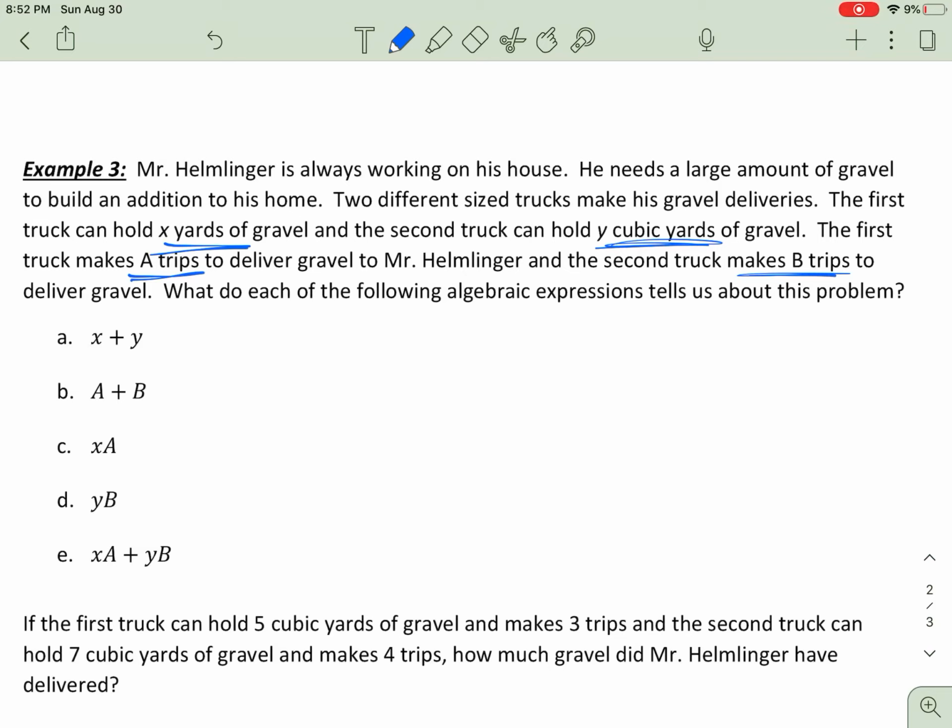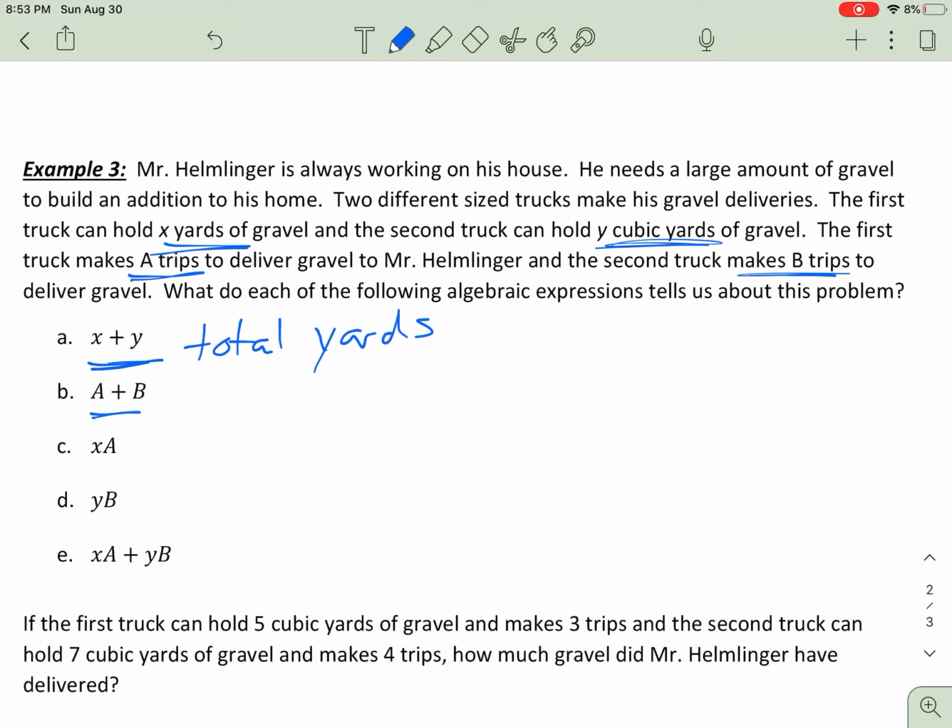Mr. Helmlinger in the second truck makes B trips to deliver gravel. Which of each of the following algebraic expressions tells us about this problem? Okay, well, I would say, yes, you could say X plus Y would tell you the total number of yards. I'm sorry, so X plus Y tells you the total number of yards.